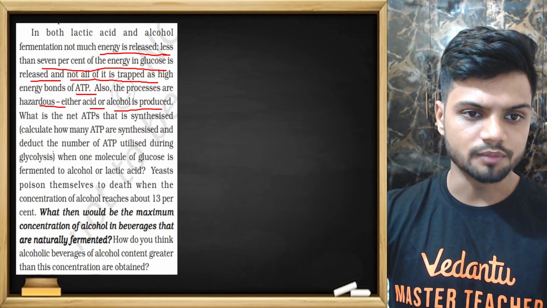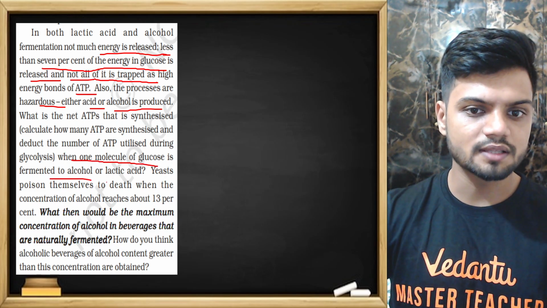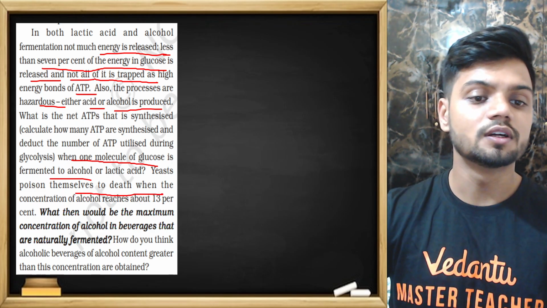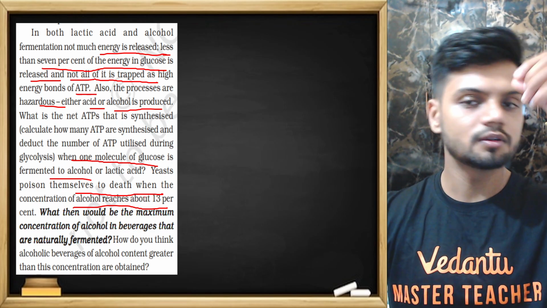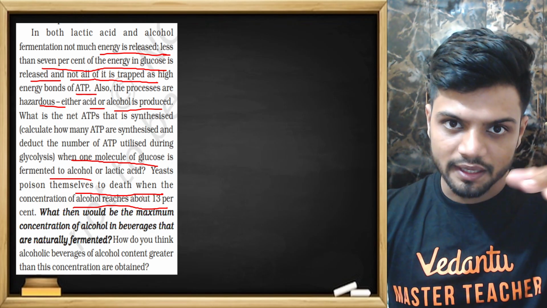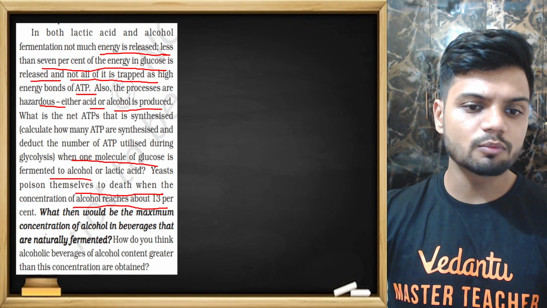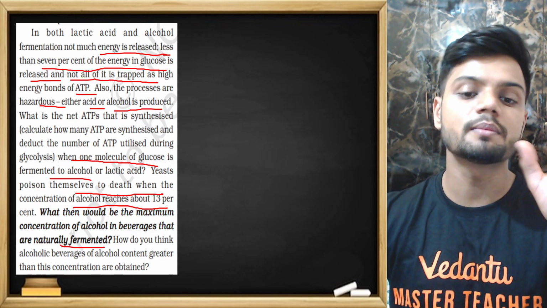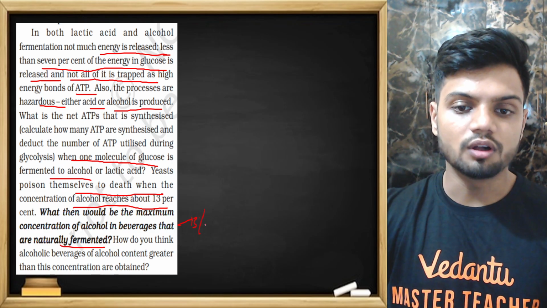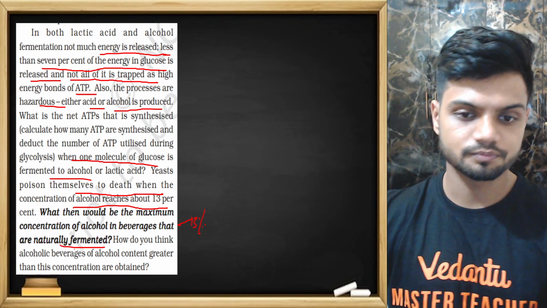Net ATP we told already. Right. When glucose is fermented to alcohol or lactic acid, yeast poison themselves to death when the concentration of alcohol is more than 13%. So if it goes beyond 13, yeast will die off. So 13% is the maximum maintained. Then how do we get higher concentrations of alcohol in beverages? Naturally fermented maximum is 13%. If you want anything more concentrated, you have to go for distillation.